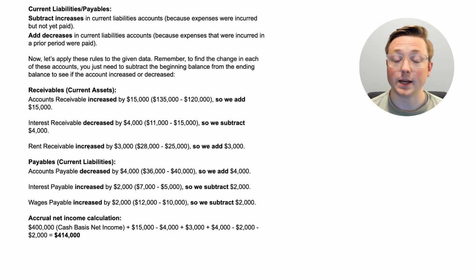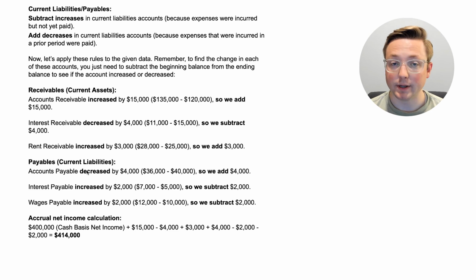Rent receivable increased. That was the ending 28,000 less the beginning 25,000. So again, you can tell it increased because this is the ending one. So we add $3,000 because again, receivables, current assets, when they increase, you add them to the cash basis income. When they decrease, you subtract them from the cash basis income to get the accrual income. Now let's talk about payables or current liabilities.